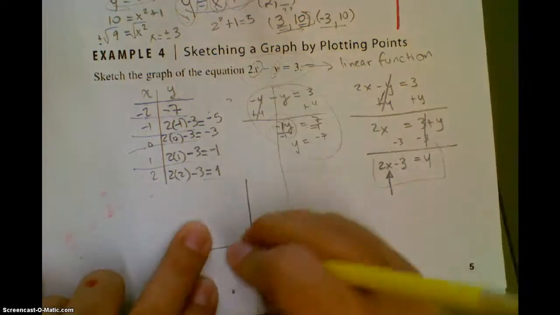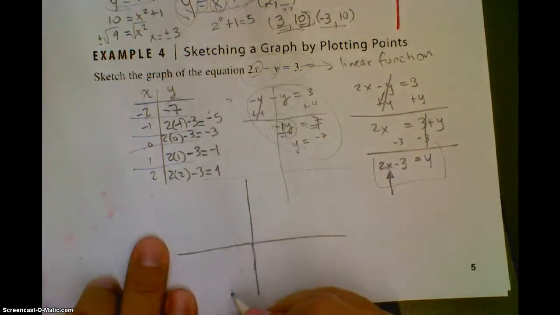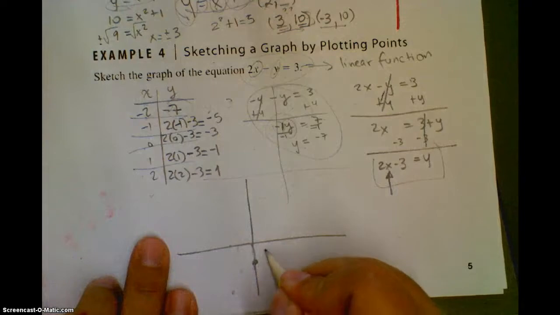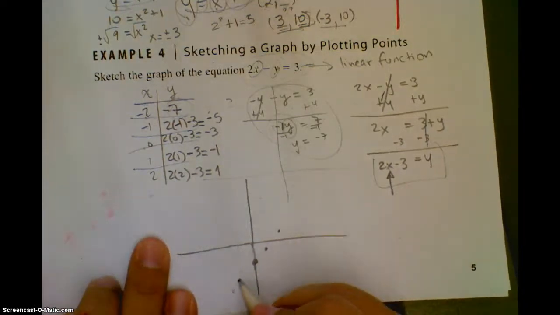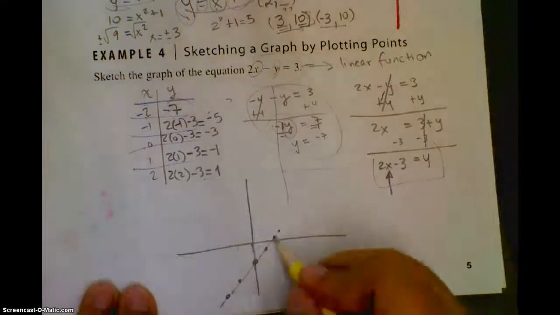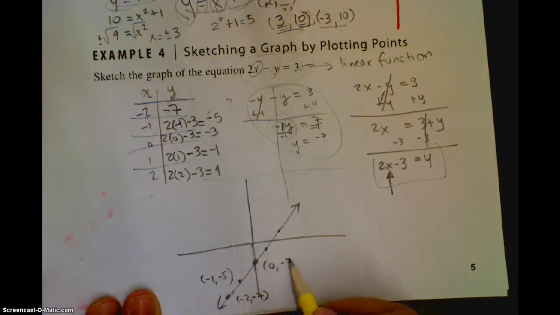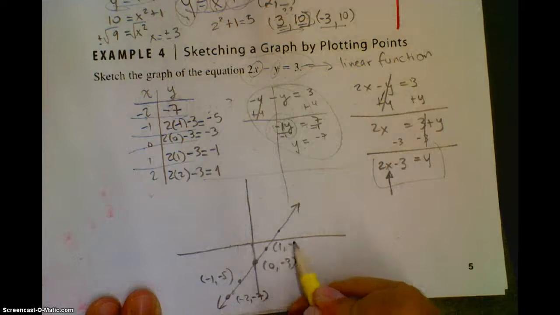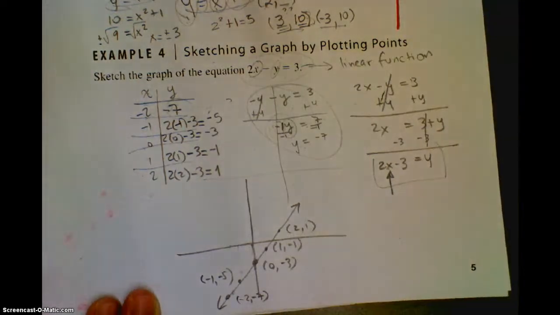I went too fast. It's a lot easier when you have graph paper. So let's say that this is -3, let's say that this is -1 and 1. And then this one and that one. Okay. So my line is going through there, and these are the points that I graphed: (-2, -7), (-1, -5), (0, -3), (1, -1), and (2, 1). So those are the points.